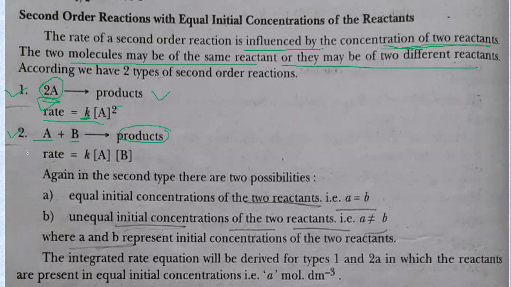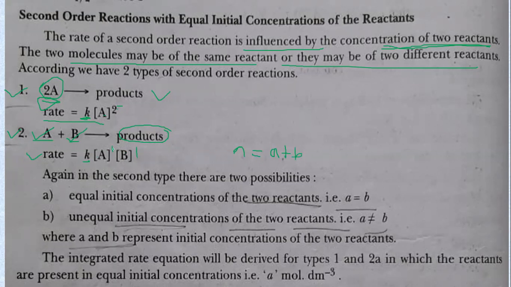So how can we write the rate equation? See, rate equal to K, that is our rate constant, into concentration of A and concentration of B. So you can write here A raised to 1, B raised to 1. And as you have seen, how do we find out the order of reaction? n equal to small a plus small b, when two different reactants are there.